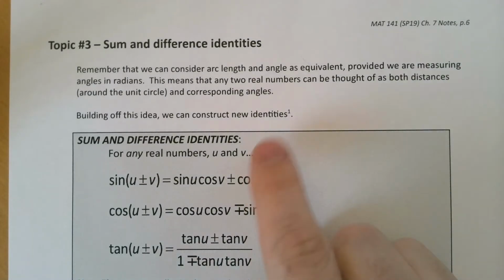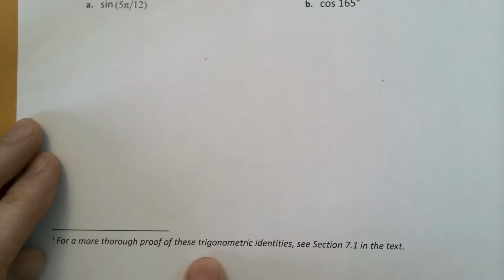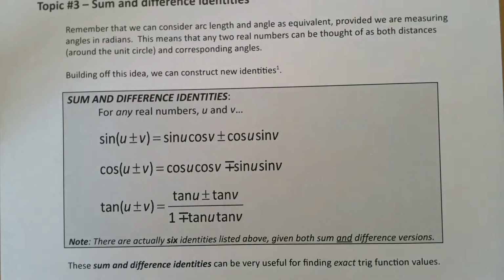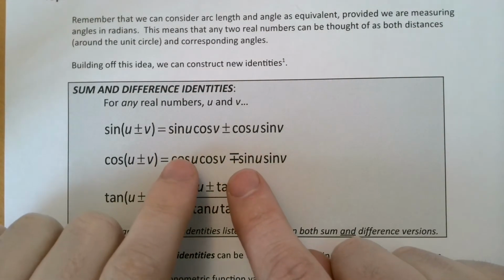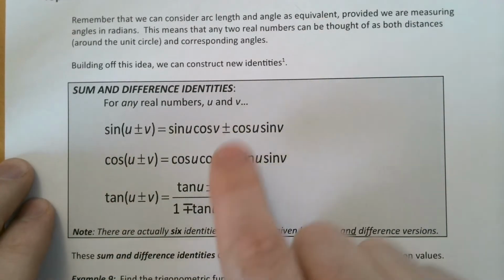Now, when we say construct, we say go look in the textbook and you can see a nice proof of where these came from. We're just going to give them to you and say, look, here they are, and here's how we can use them. Note that this is a little inconvenient for your understanding. There's 6 identities written here.